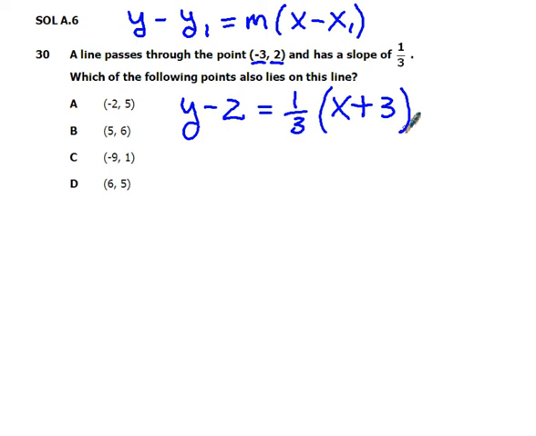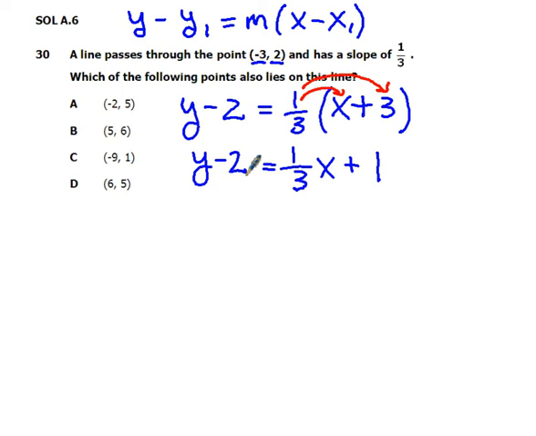Now, from there, we want to write this in slope-intercept form. It will simplify things for us. So do the distributive property, multiply 1/3 across the parentheses. So 1/3 times x would be 1/3 x plus 1/3 times 3 is 1. On the left side of the equation, we haven't changed anything there yet, so that's still y minus 2.